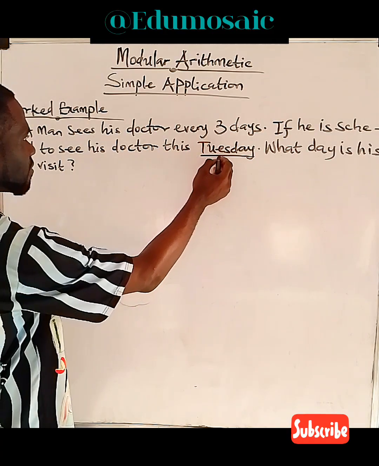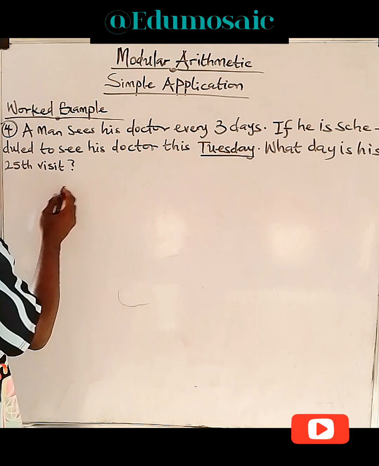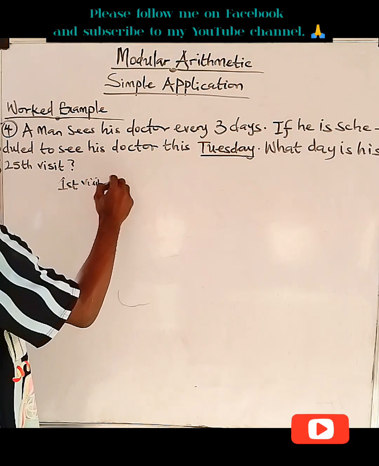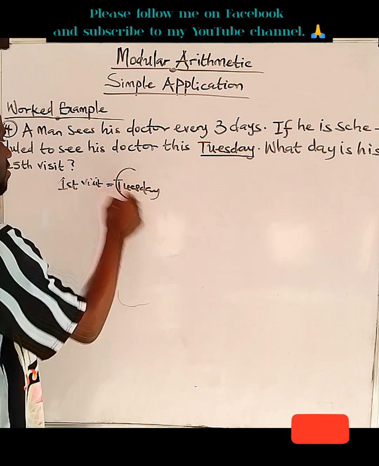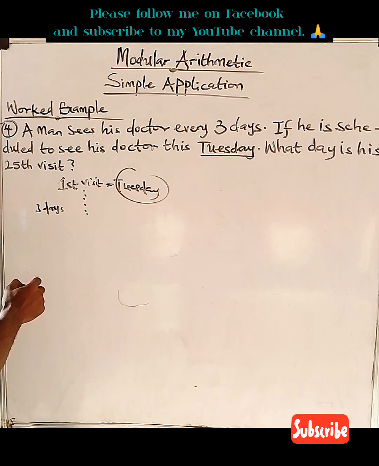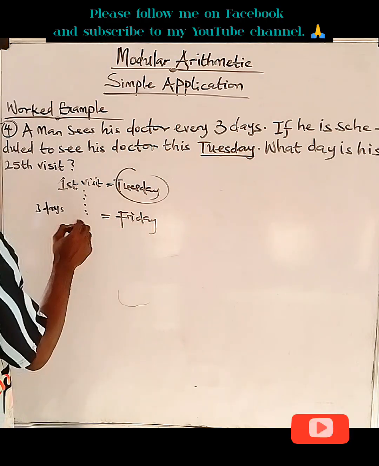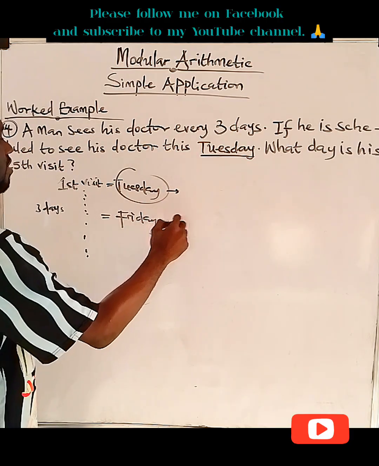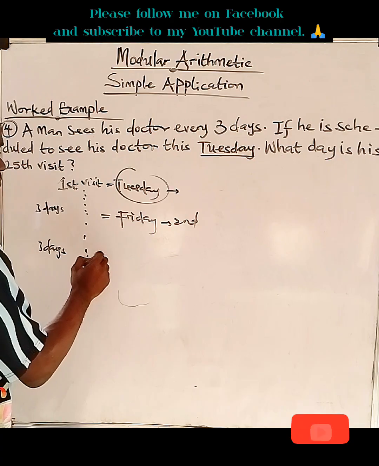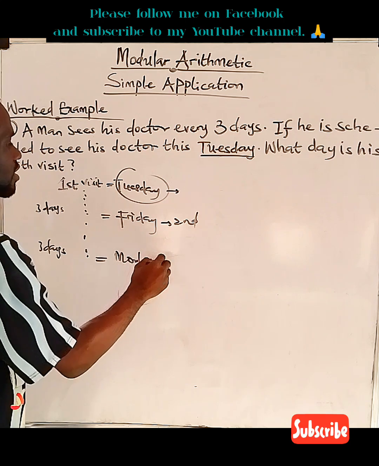Don't forget, every 3 days, if the visit starts on Tuesday, so the first visit is on Tuesday. The next visit, which would be the next 3 days: Tuesday, Wednesday, Thursday, Friday. That will be on a Friday, and this will be the second visit. The next 3 days, we make another visit: Friday, Saturday, Sunday, Monday, which will be on a Monday, which is the third visit.